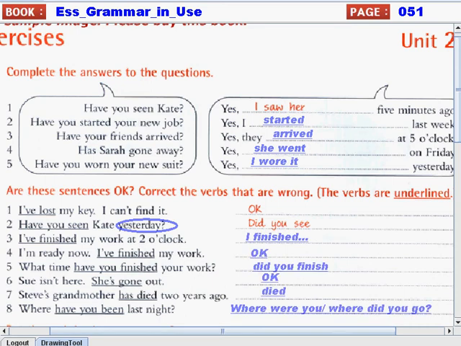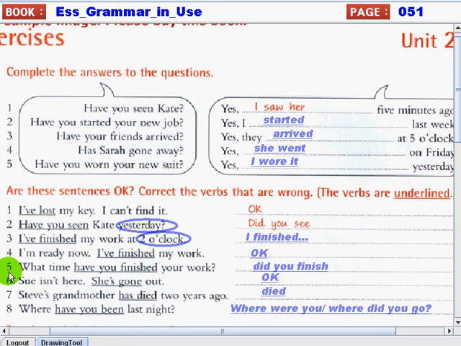Good. Okay, students, so are you ready to check your answers now? Well, let's do it. Let's have number 3. I finished my work at 2 o'clock. It should be I finished my work at 2 o'clock because we have here the time, the period when the speaker finished doing his or her homework, right? Next, I'm ready now. I've finished my homework. It's okay. It has a connection in the present time, right?